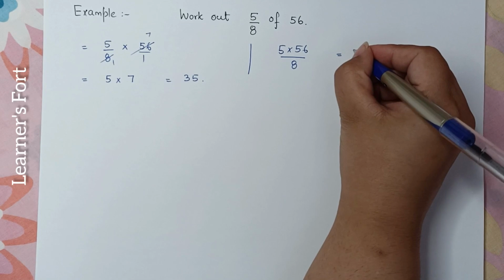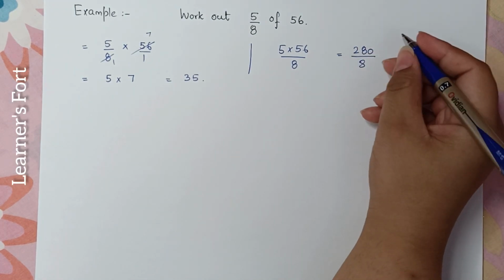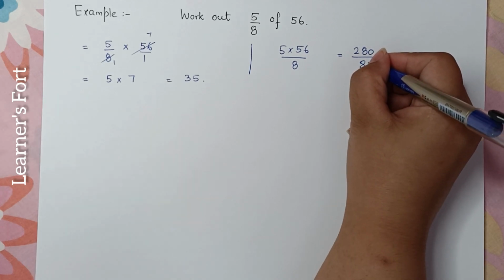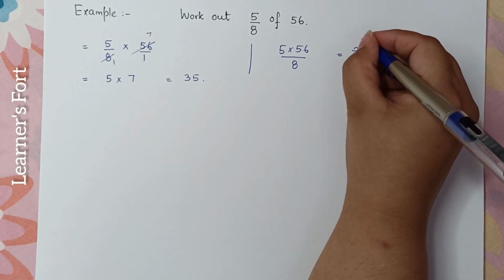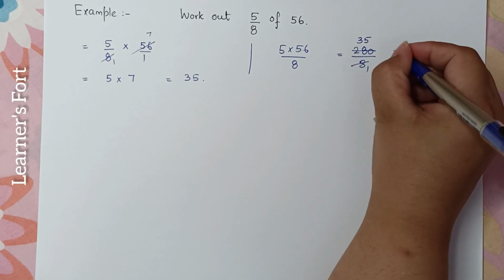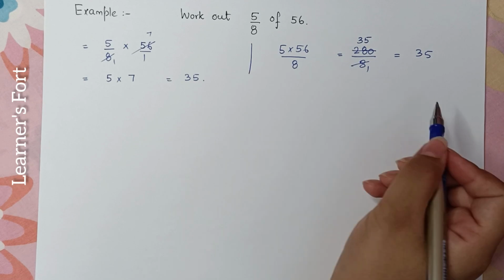You can also write it as 5 into 56 upon 8. 56 into 5, 280 divided by 8. Now how many times is 280? We're going to write it as 8 ones are 8, 8 thirty-fives is 280. So the answer is 35. You can solve it both ways.